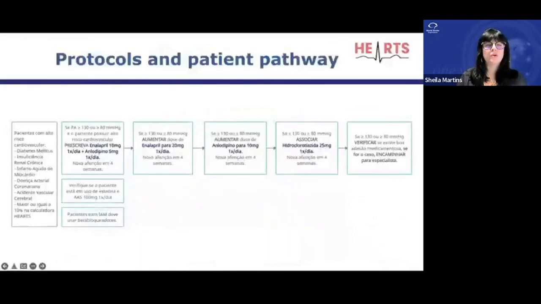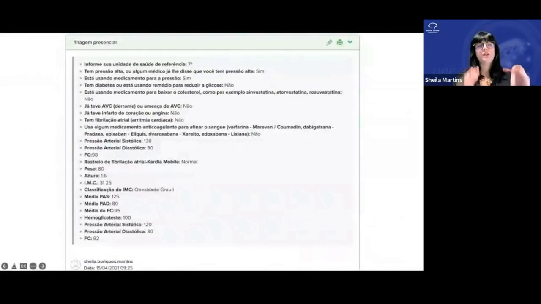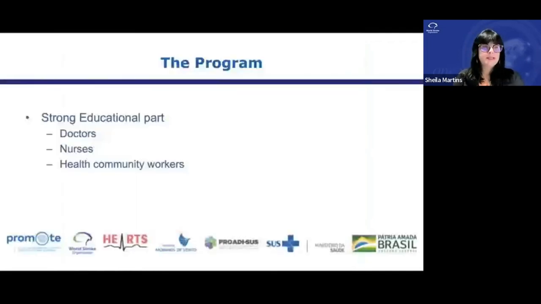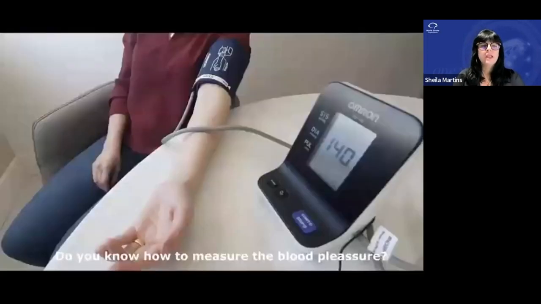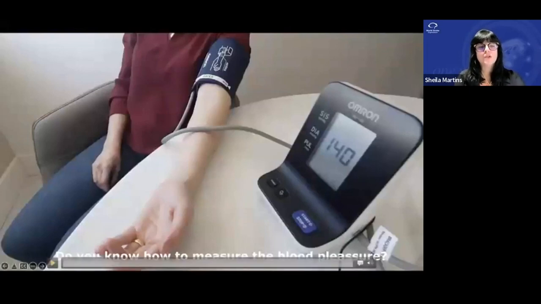Here the example of a protocol very easy with decisions and when the patient needs to come back. At the end of the evaluation, the software summarizes the data and puts it in the medical records and also in a dashboard and in a data bank for evaluation of the strategy implemented. The program has a strong educational part for doctors, nurses, and community health workers, including lessons on how to measure the blood pressure. We are using automatic devices for blood pressure.